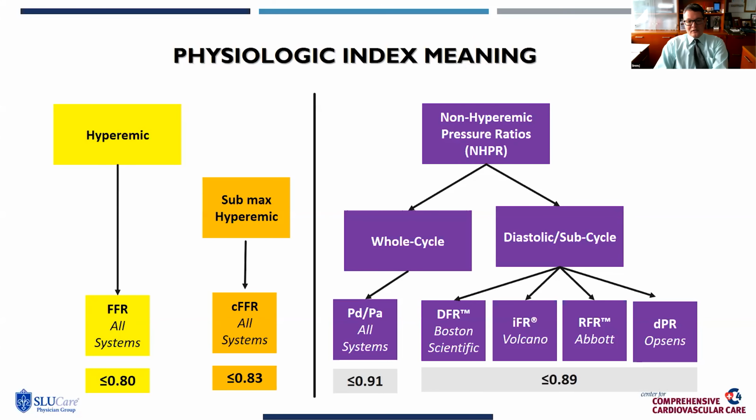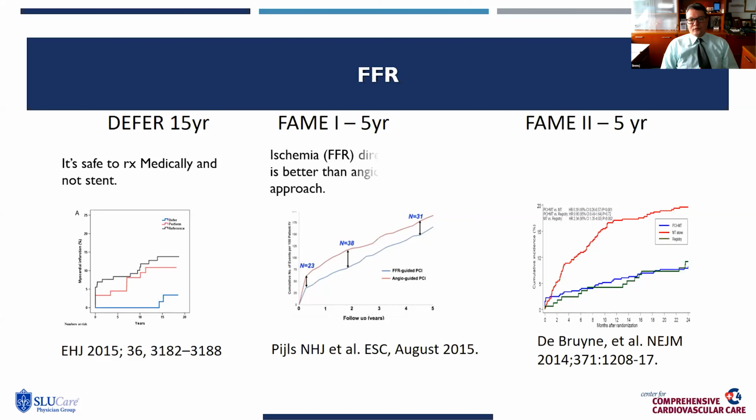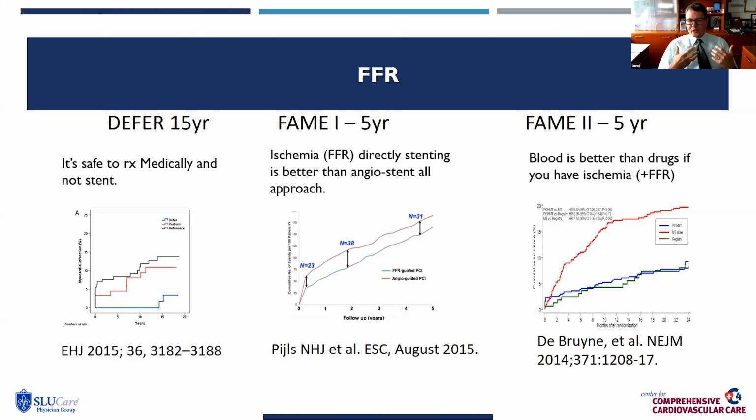FFR has obviously been tested, multiple studies, DEFER being the longest one, showing 15-year results and saying that it's safe to medically treat non-physiologic significant lesions. FAME showing 5-year results, FAME 1 showing that ischemic FFR and direct stenting is better than angiographic only stenting approach. And then the FAME 2 study and 5-year results showing that ischemia is better treated with revascularization than with medical therapy alone.